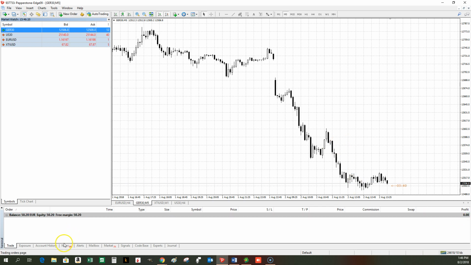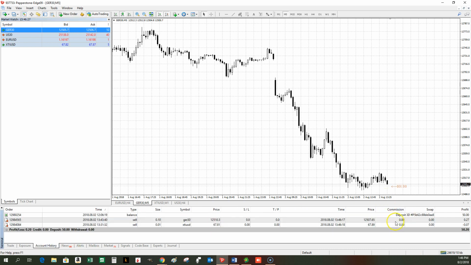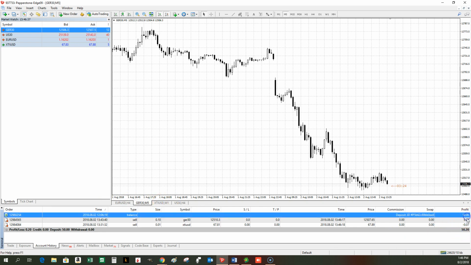Okay, I'm getting rid of my oil, because I don't want to trade on the oil because it's not moving. So here we have 50 euro on the account history. We have 50 euro deposit.